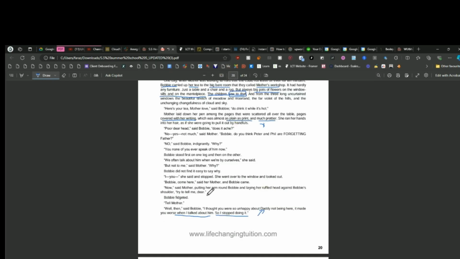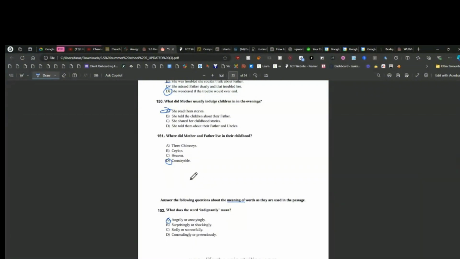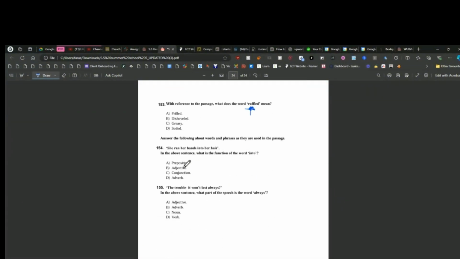And here we go. It looks like Bobby and laying her ruffled head. So ruffled is an adjective here, against Bobby's shoulder. So let's look at which one of these words could fit in there the best. So her frilled head, her dishevelled head, her greasy head, or her soiled head.